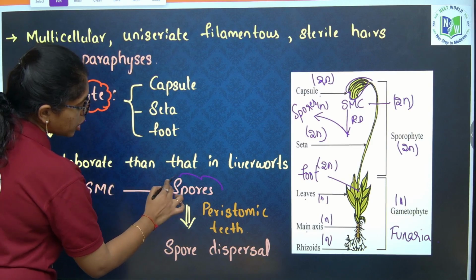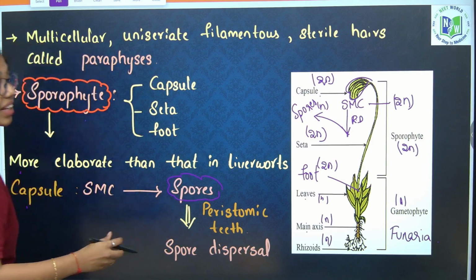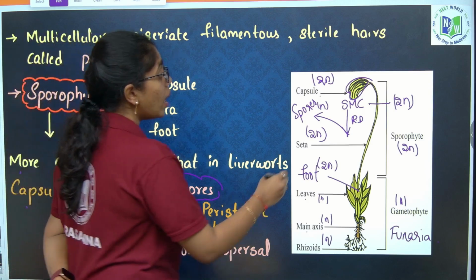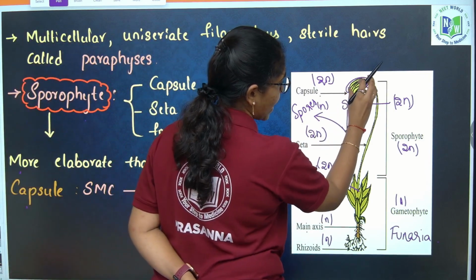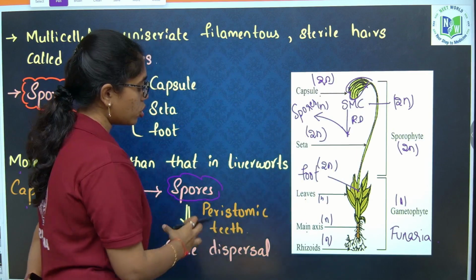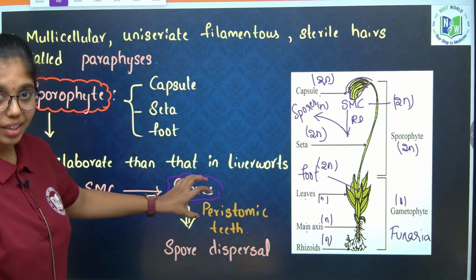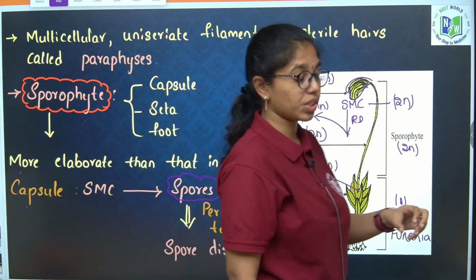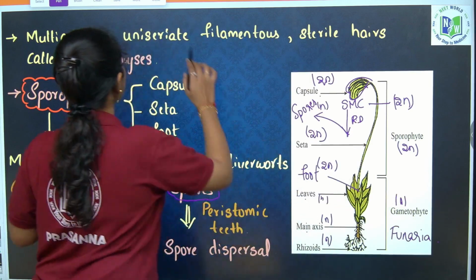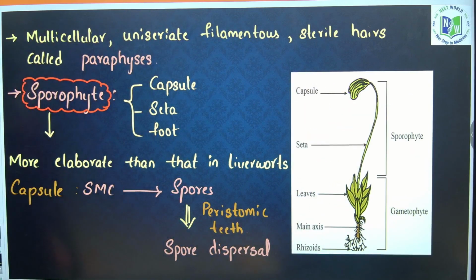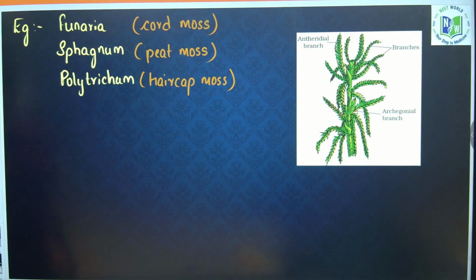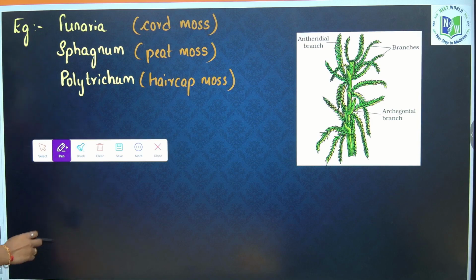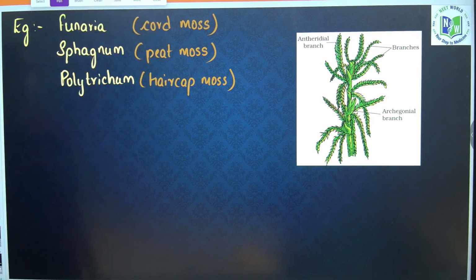Here the spore dispersal mechanism is also a little more elaborate than that of liverworts. Here you have peristomial teeth on this capsule at the time of liberation of spores. They make the process of dispersion easy. Clear? Next, the examples of mosses include Funaria, which we have just discussed, Sphagnum, which is peat moss, and Polytrichum.